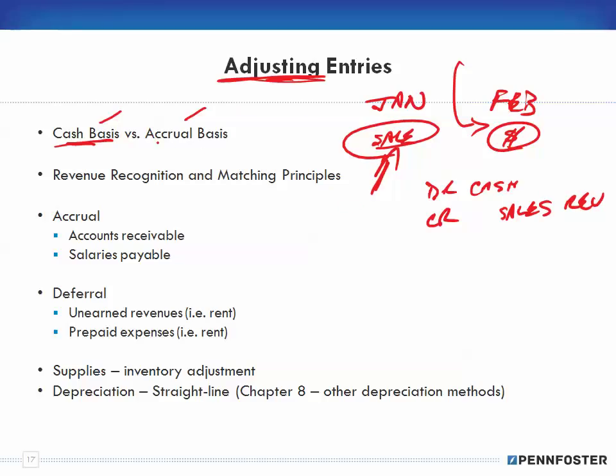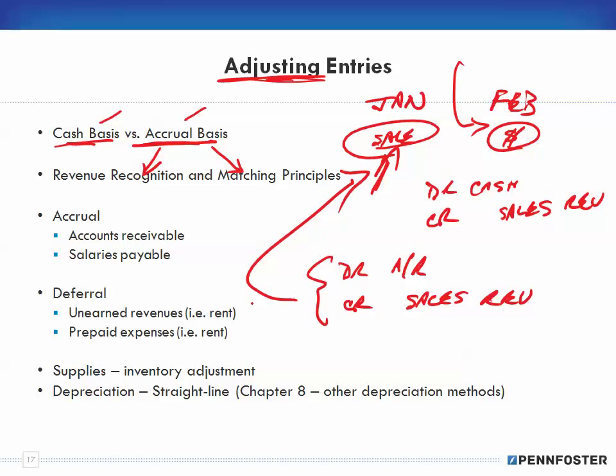On an accrual basis, it brings in the concepts of revenue recognition and the matching principle. We make the sale in January, and that's when we recognize the revenue. We would make a debit to accounts receivable because we're extending credit, and we would credit our sales revenue. That entry would be made in January, because that's when we made the sale. Notice we're not dealing with cash here. We're dealing with an accounts receivable.